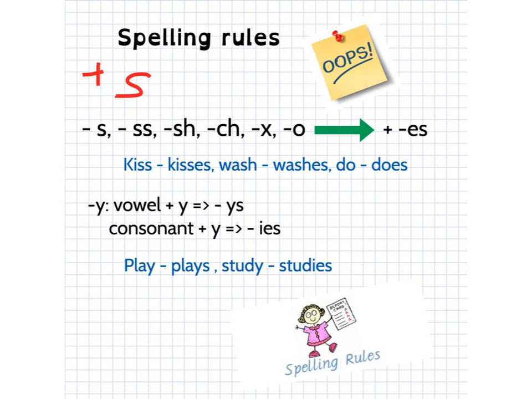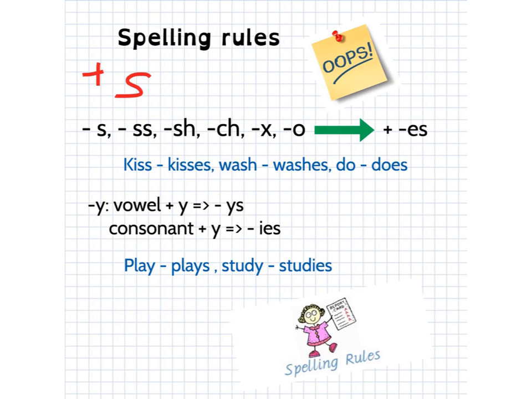And the last thing I have to comment on is the spelling rules. We said that in the third person singular, with he, she, it, we add the s to the verb. Now sometimes there are changes regarding the spelling, regarding how we write the verb. So if the verb finishes in s, double s, sh, ch, x, or o, instead of adding a simple s, we have to add es. It's because of the pronunciation.